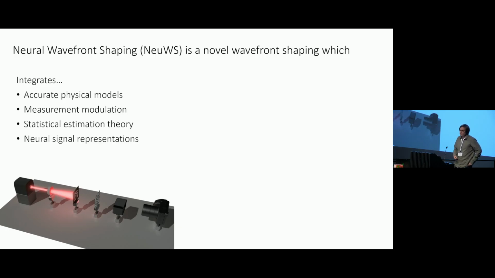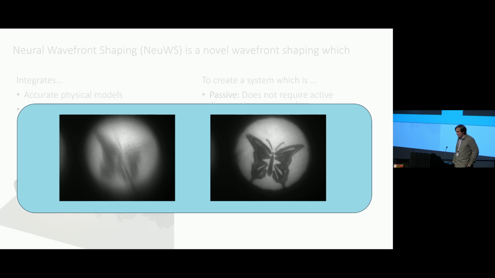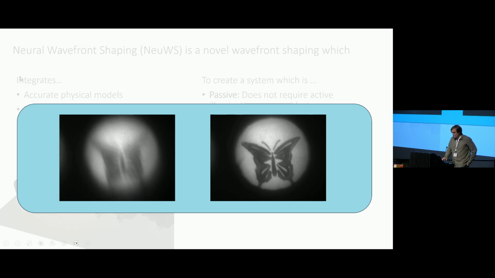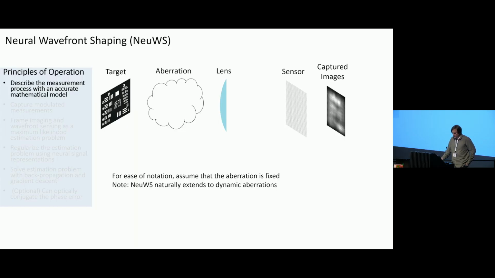And to do so, we introduced neural wavefront shaping, which combines physical models with measurement modulation, statistical estimation theory, and neural signal representations to create a system which is passive, flexible, powerful, compact, and efficient, requiring only about 100 measurements compared to 100,000. And with that system, you can capture images of dynamic scenes that are optically corrected and look something like this.